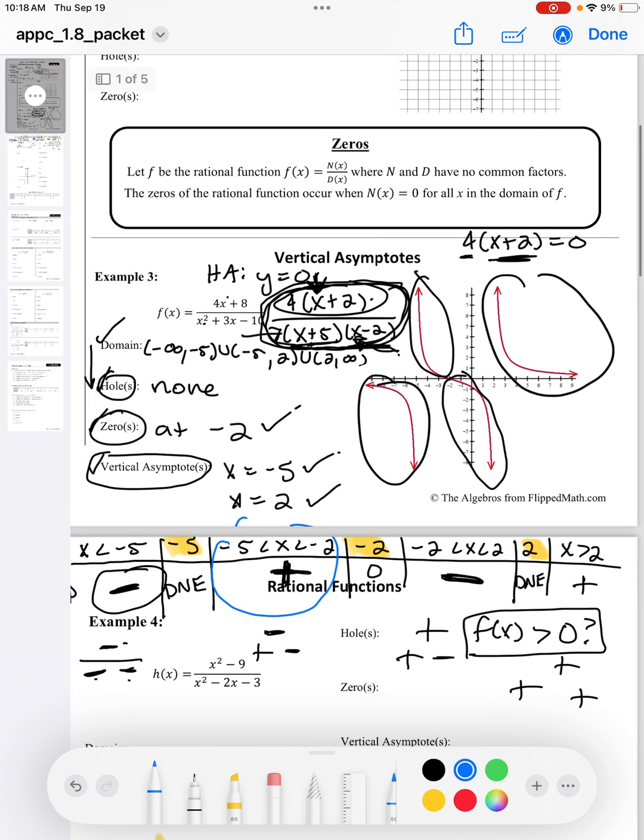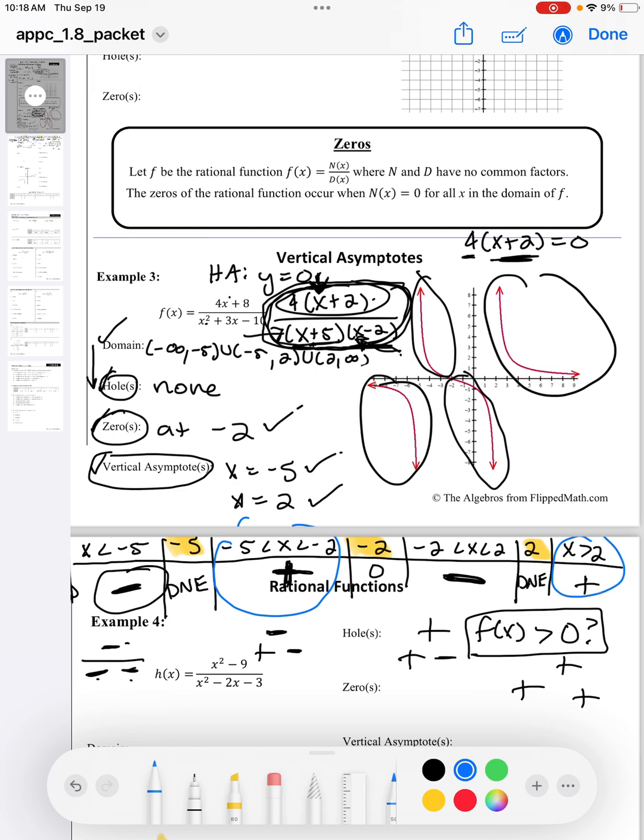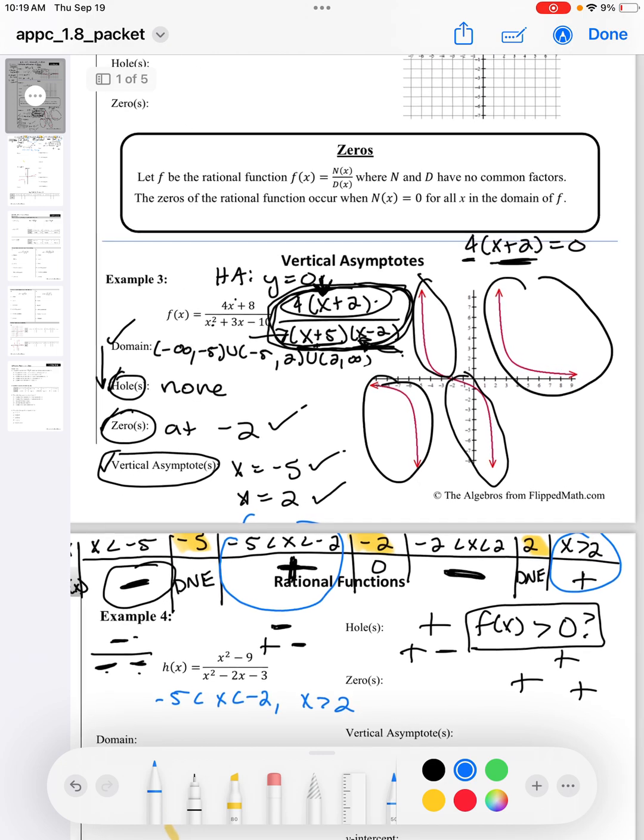I'm trying to write this in. Right there, and right there. So you would say between -5 and -2, and x greater than 2. So that's how the sign chart helps you. You're basically just plugging in values to see if it's positive or negative.